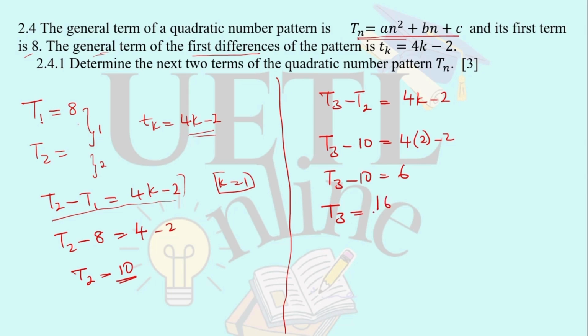Okay, so we have successfully found the first two terms. We can know that t2 is equal to 10 and t3 is equal to 16. Okay, as easy as that. So that was that. Let's go on to the next part of this question.